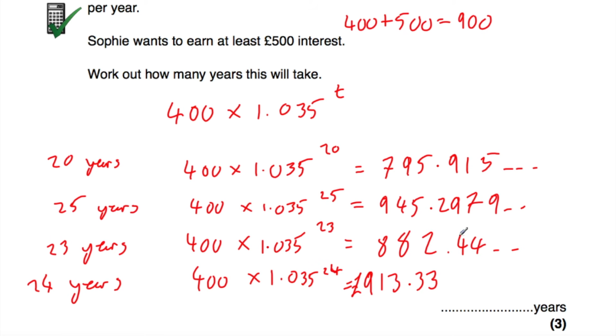So 23 years wasn't enough, 24 years was enough, but we actually tried 25 years, which was too far. So the question is, how many years will it take for her to earn at least £500 interest? The answer is 24 years, and that's it. Okay, let's look at our next question.